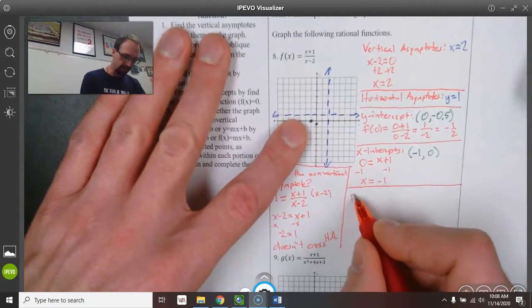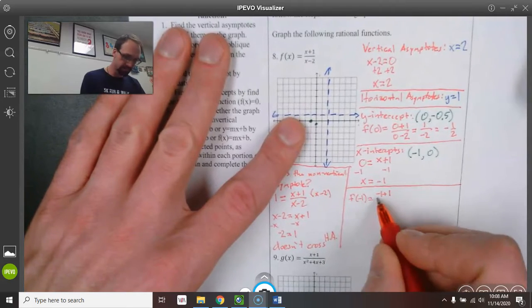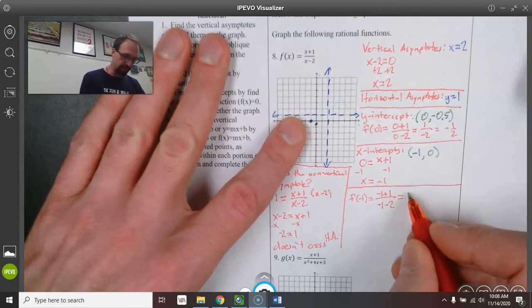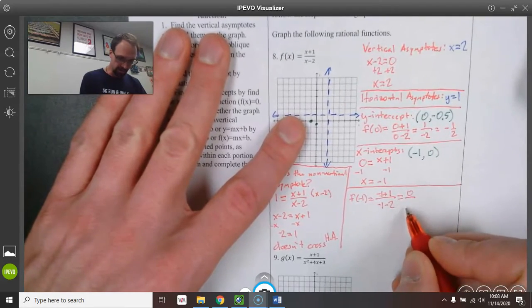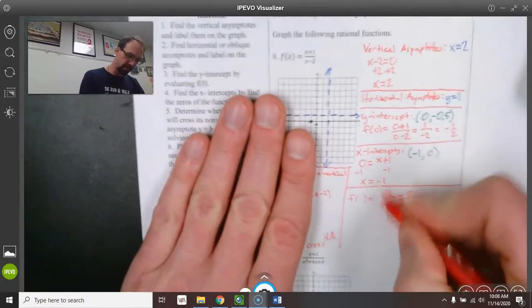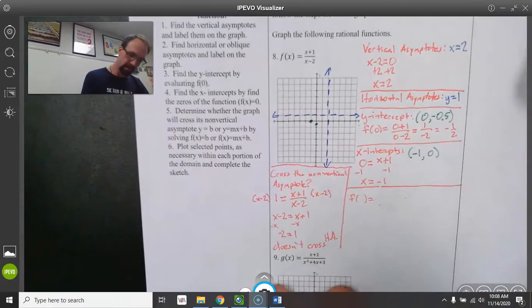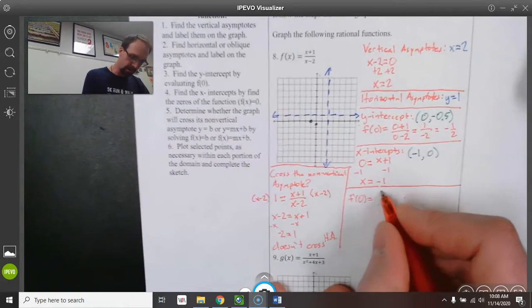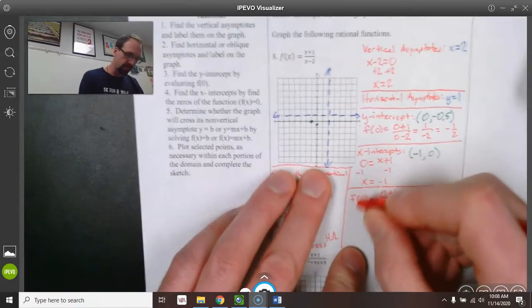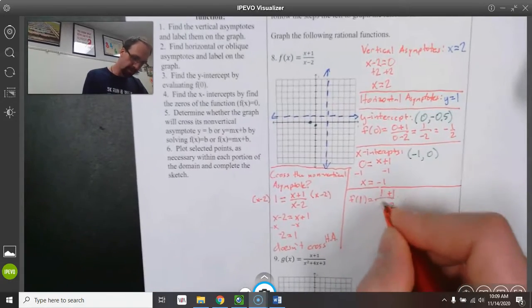So if I plug in negative 1, f of negative 1 equals negative 1 plus 1 over negative 1 minus 2. Negative 1 plus 1 is 0. Oh, sorry, not negative 1, positive 1. That's going to come out to be 0, and we already found that. Sorry, hopefully you're using something that erases. I did it again. f of 1.